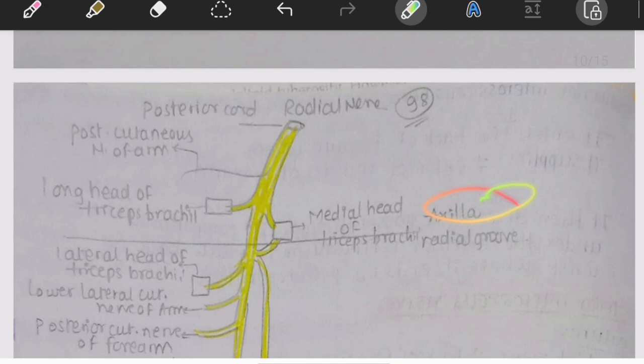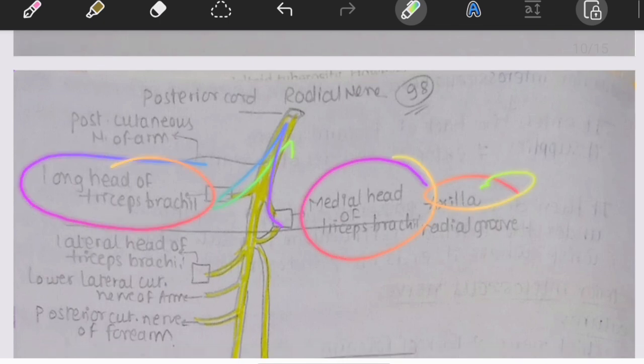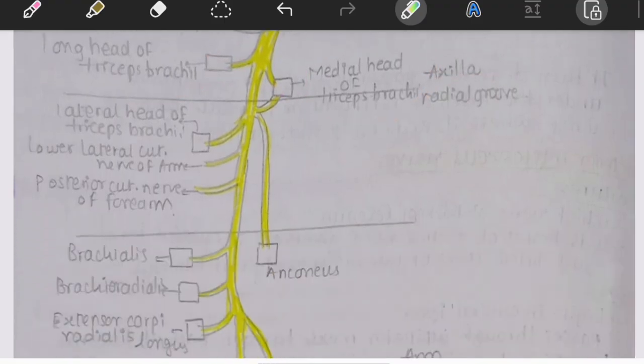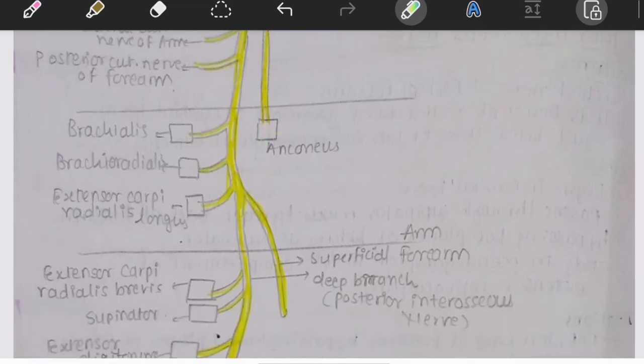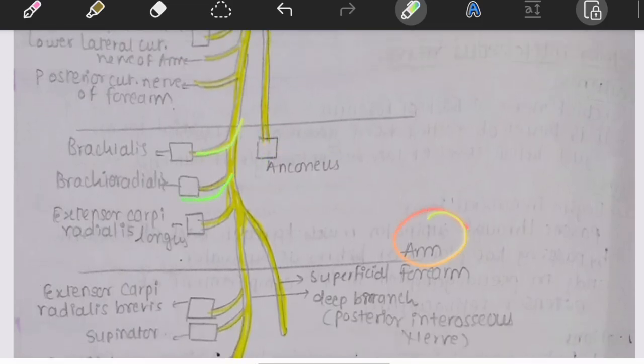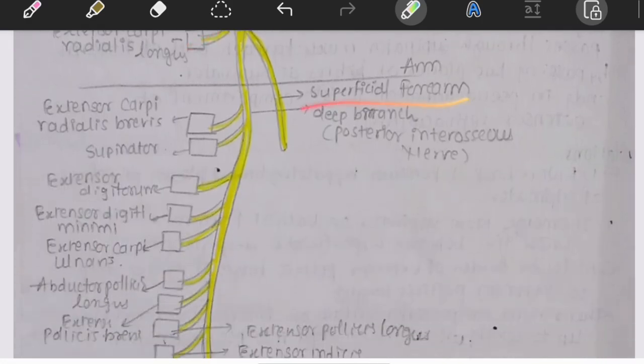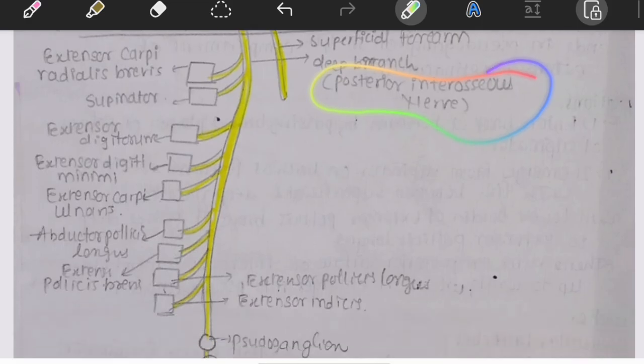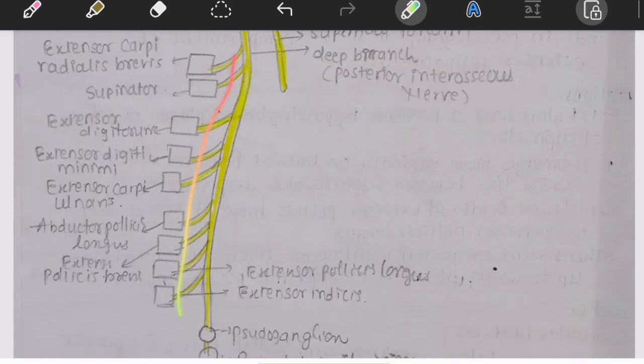In the axilla, it gives two branches to the medial head and long head of the triceps brachii. Then the lateral branch to the lateral head of the triceps brachii, then the lower lateral cutaneous nerve of the arm and the posterior cutaneous nerve of the arm. Here is the anconeus muscle, and in the arm it gives branches to brachialis, brachioradialis, and extensor carpi radialis longus. In the forearm there is a superficial branch and a deep branch. The deep one is the posterior interosseous nerve, and these are the muscles it supplies.